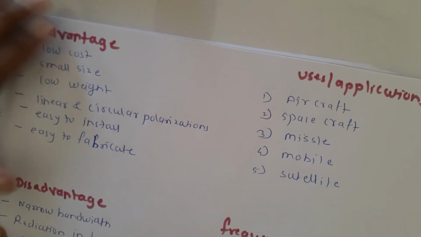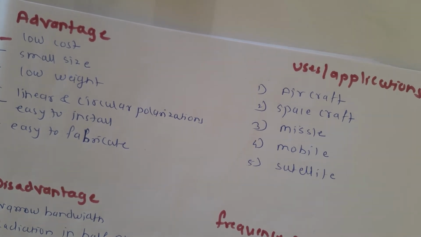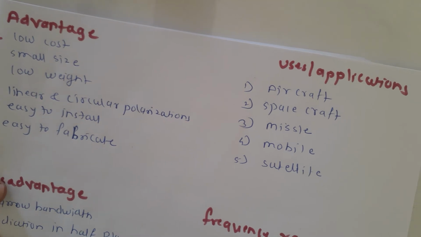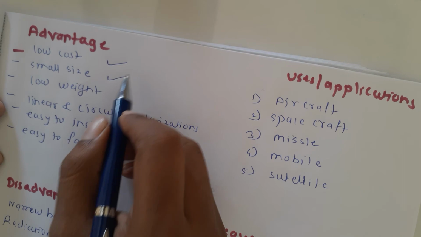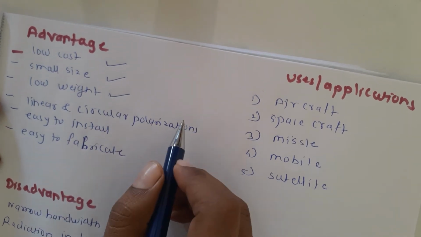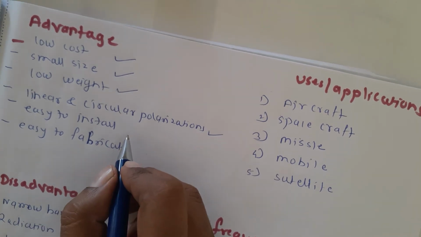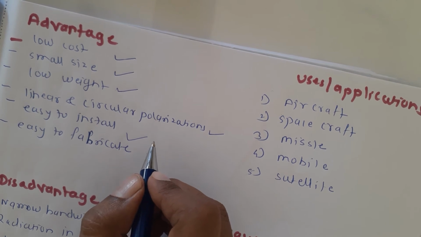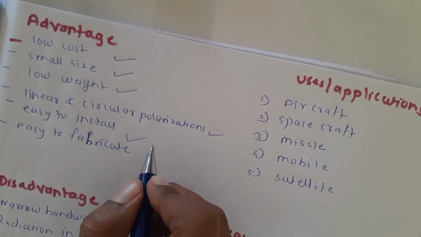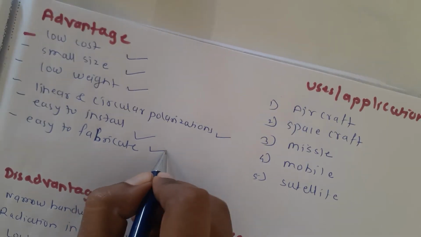So here afterwards we will go to the advantages of the microstrip or patch antenna. In advantage, we use it for low cost. The cost is low because the size is small. If size is small, then weight is also low. It forms linear and circular polarization. Again, it is easy to install, meaning a ready-made antenna is available in the market. Just plug and play, and it is easy to fabricate.